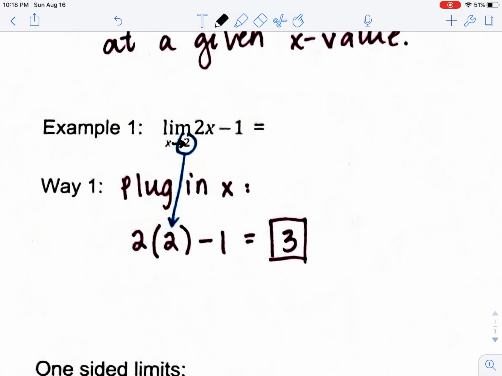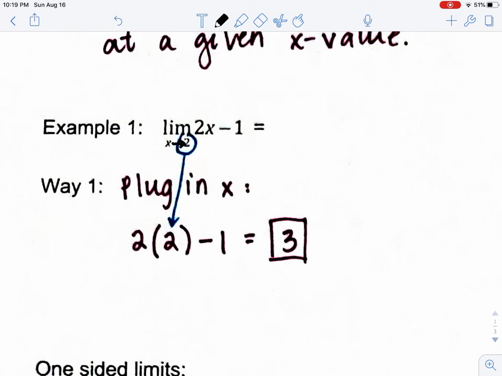So the first way is the easiest way, and this will work for all functions if you can get it to work, is by plugging in the x value. So we put in the x value of 2 into the actual function in the notation, and we work out that math. 2 times 2 minus 1 ends up being 3.